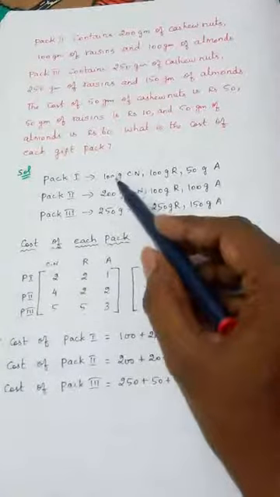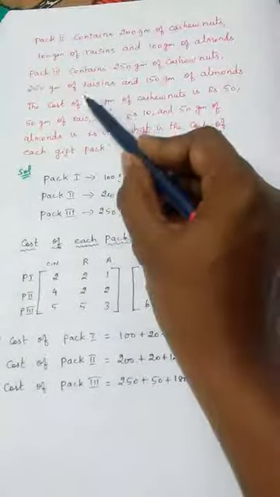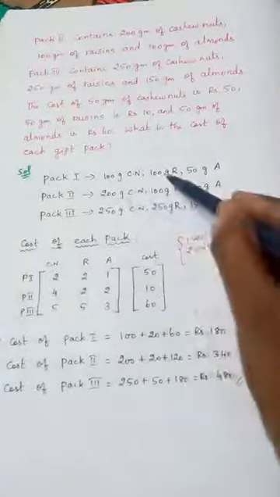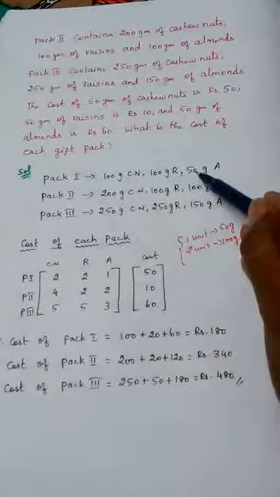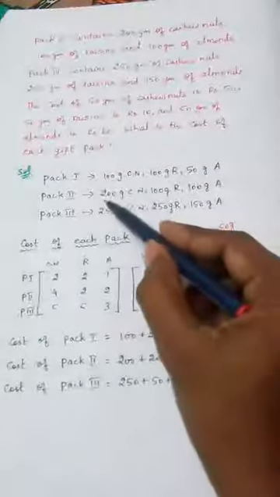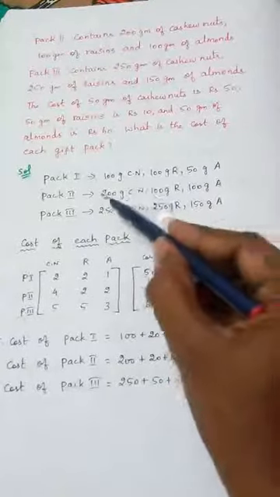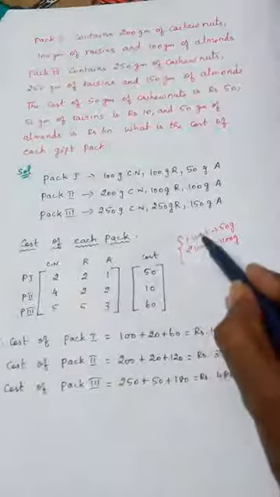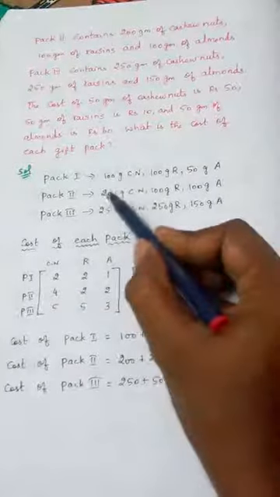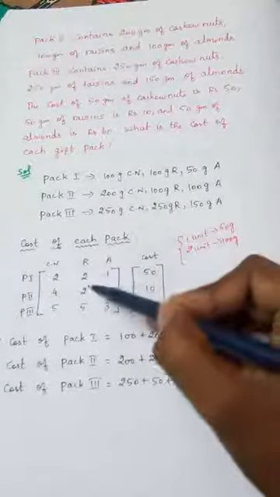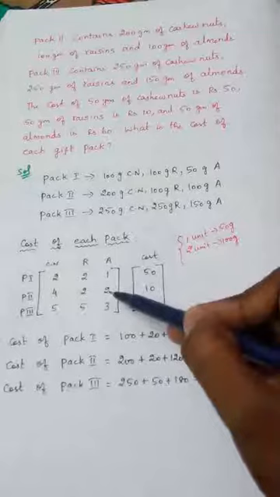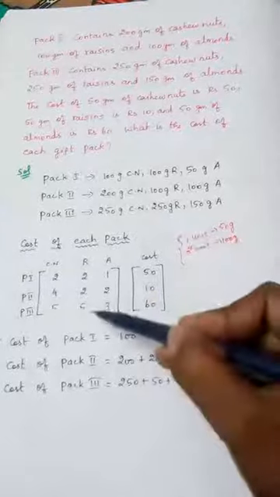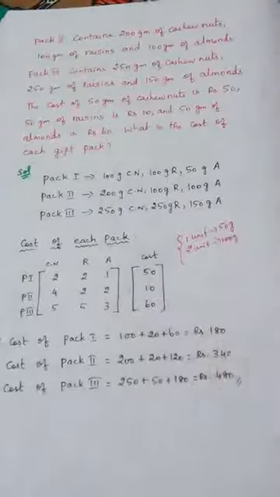Why am I splitting in that way? Because all the prices are given for only 50 grams. So I am seeing how many 50 grams are present here: 2. How many here? 2. How many here? 1. Similarly, pack 2: 200 gram of cashew nuts is 4 units. That is why I am writing 4 here, because I am assuming 1 unit as 50 gram. So 200 gram means 4 units, 100 gram means 2 units. Similarly for pack 3, 250 gram is 5 units, 250 gram is 5 units, 150 is 3 units.